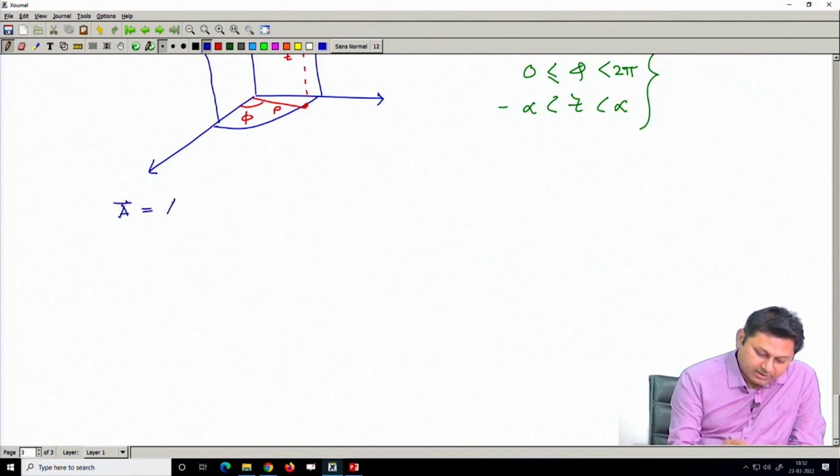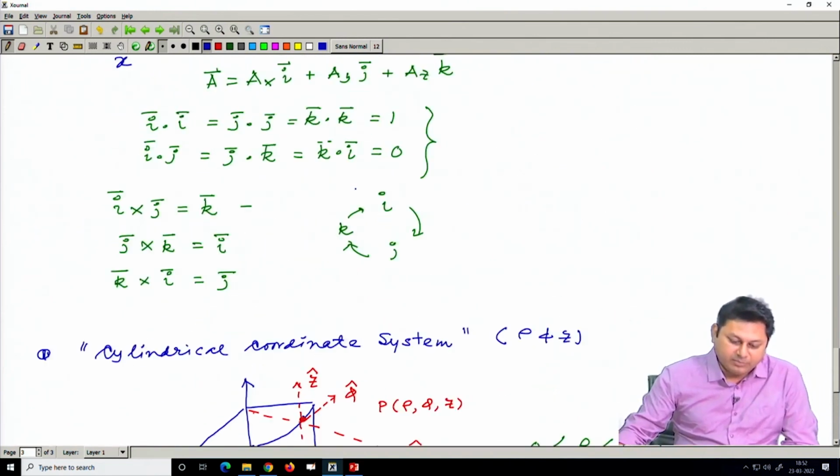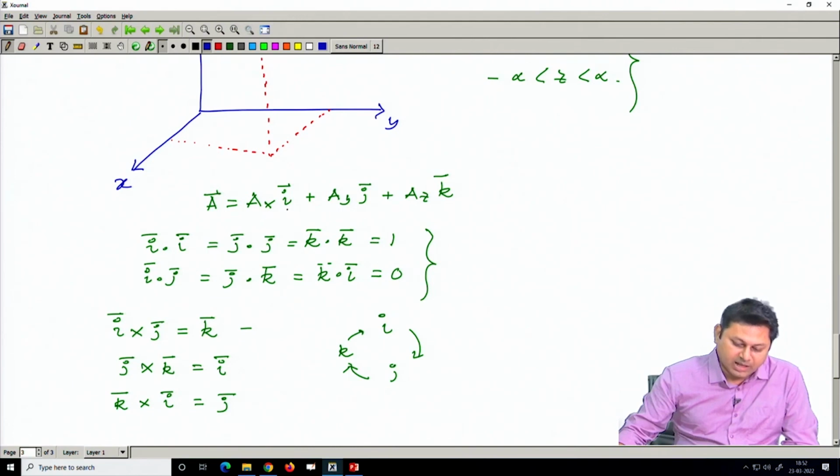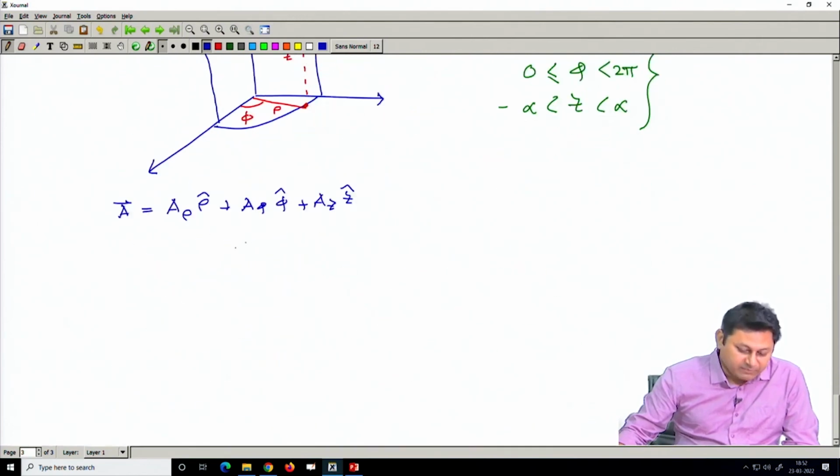So A vector can be written as the component A rho, rho unit vector, plus A phi, phi unit vector, plus A z, z unit vector. Now the same vector I defined previously in a different way, Ax i, Ay j, Az k. Again the same vector A I can define in this way. Note that the bases are now changed. Not only that, based on the change of basis, we also have to change the components A rho, A phi, A z, but at the end of the day we are defining the same vector.